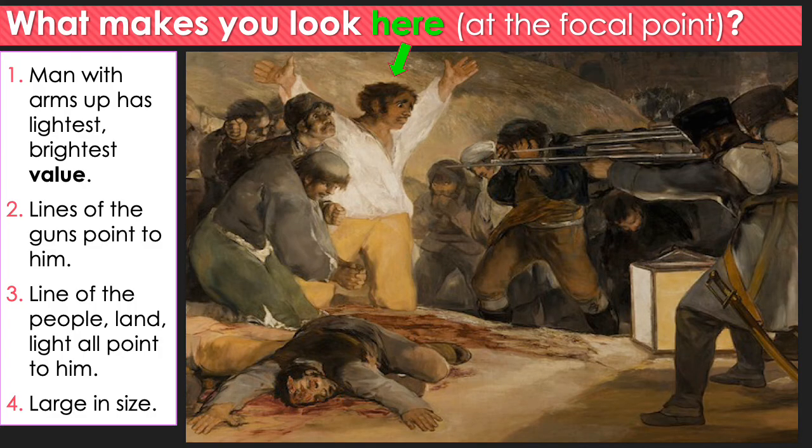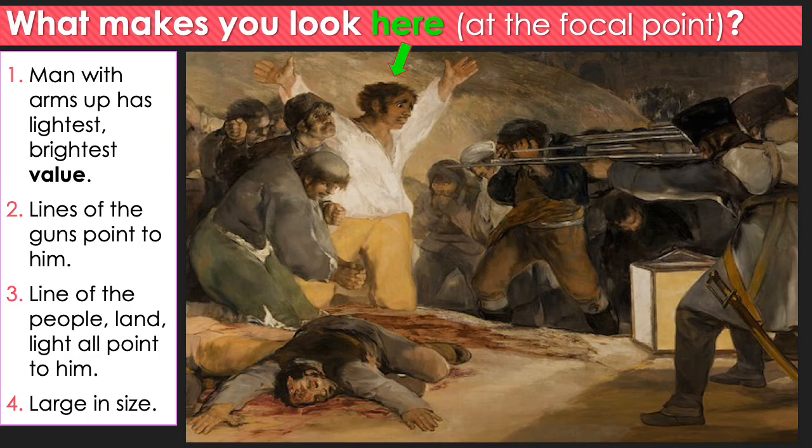In this painting, the artist does a couple of things to make you look at the focal point. The focal point being the man in the white shirt. The man in the white shirt is brightest in value. He has a very light white shirt on. The lines of the guns are pointed towards the man. This makes your eyes follow those lines to the guy in the center.